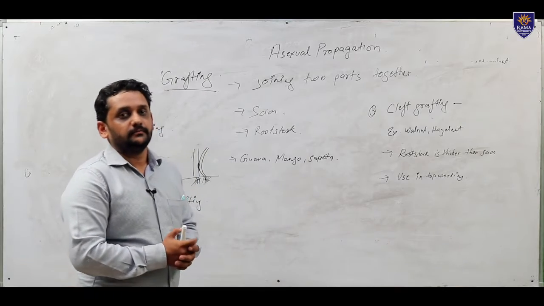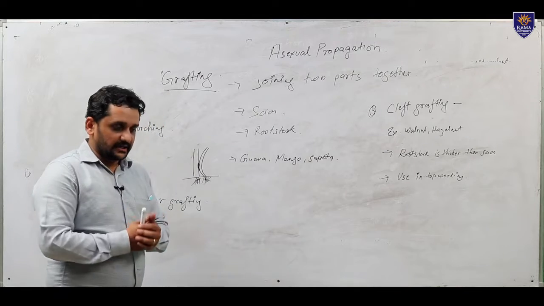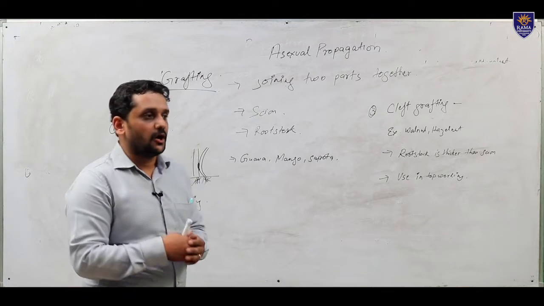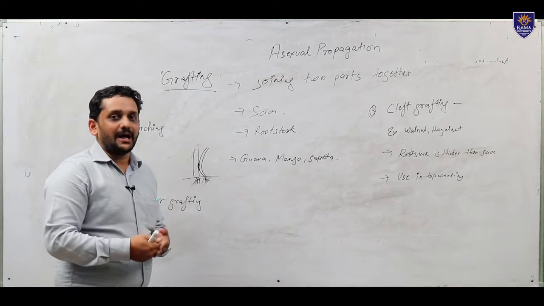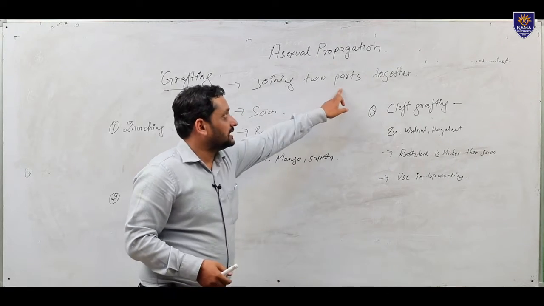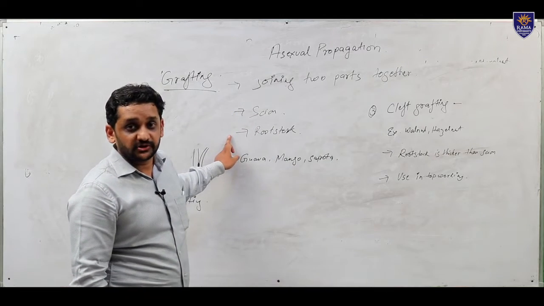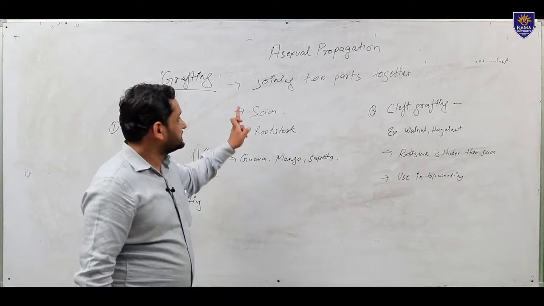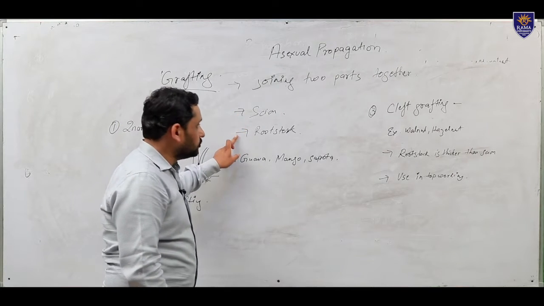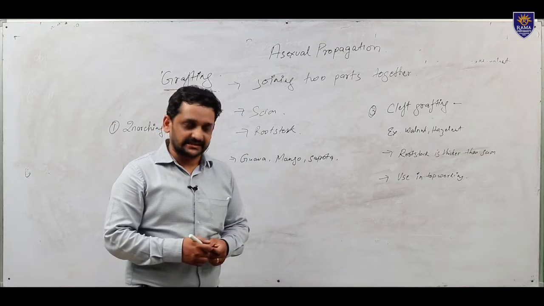So the third method of asexual propagation is the grafting. Grafting is defined as joining two parts of a plant to grow as an individual plant. So the two parts are, the first one is the scion and the second one is the rootstock. Now what is scion? Scion is the upper portion of a plant, and the rootstock is the lower portion of the plant, which has the rooting system.